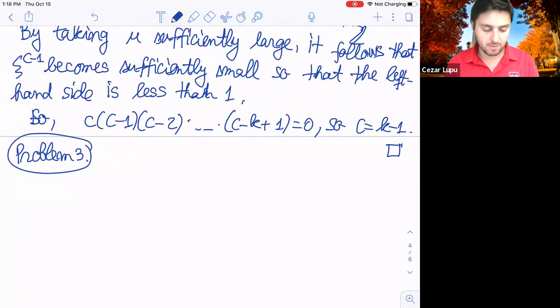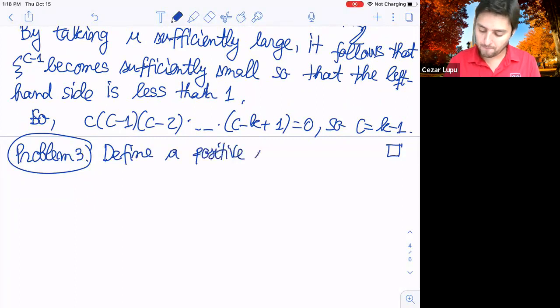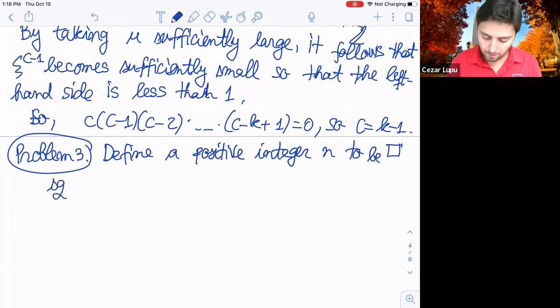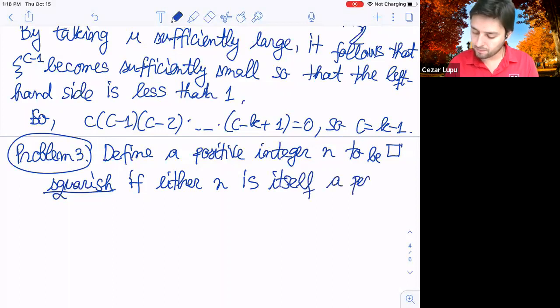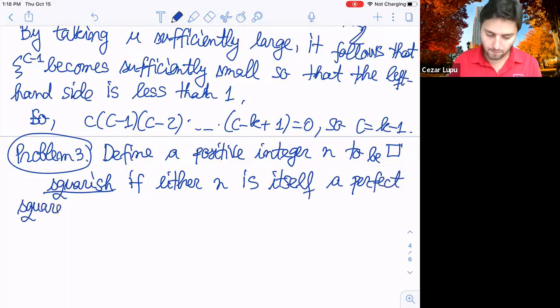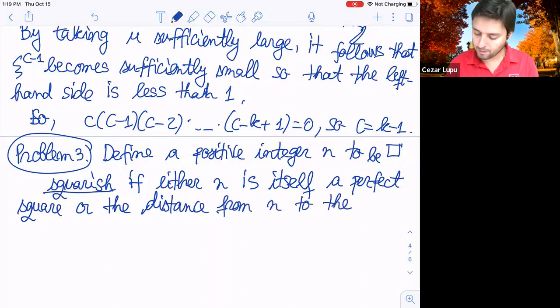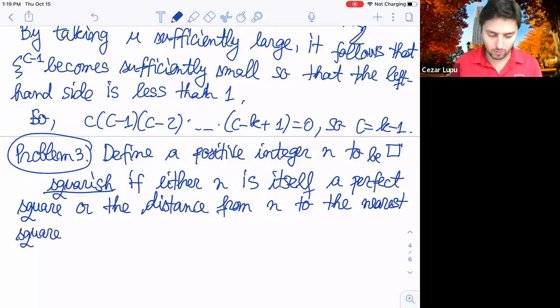Problem 3 has a long statement and says the following: define a positive integer n to be squarish. You'll see immediately what this means. If either n is itself a perfect square, or the distance from n to the nearest square is a perfect square.